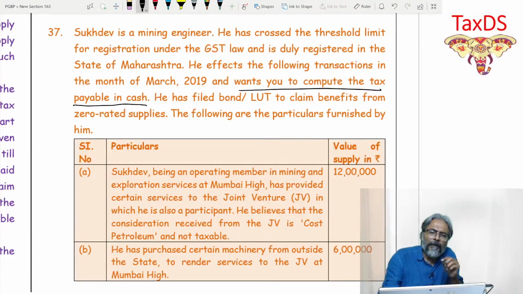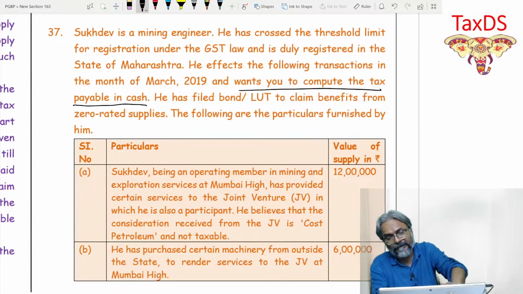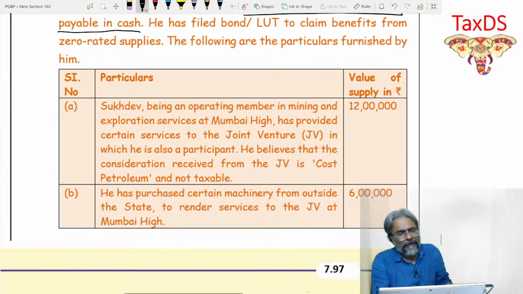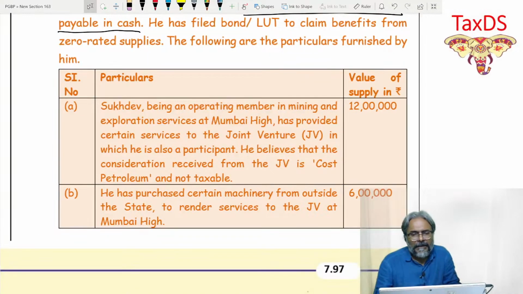He has filed a bond or LUT to claim the benefit of zero rated supply. The outward liability is nil, but on the corresponding inward supply, whatever GST is charged, he can avail the credit. The following are the particulars furnished by him. Let's refer to them one by one, students. We have already discussed this earlier when we were doing the chapter of supply, and you will find these items now being tested here. Let's have a look at point number A.